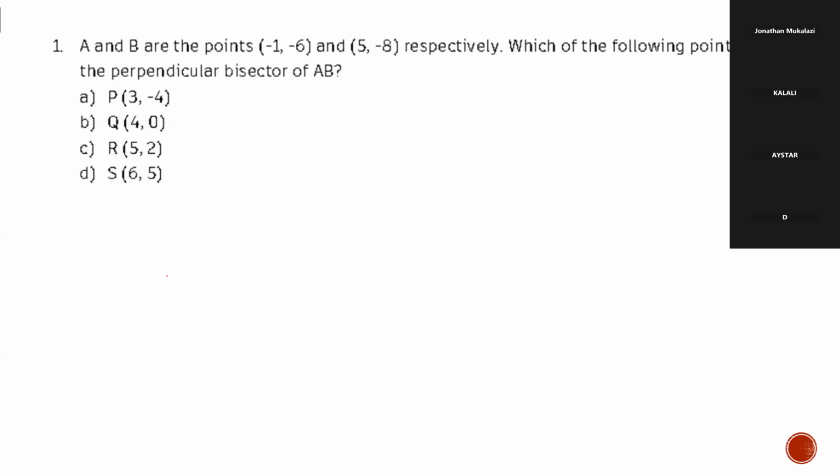So the first question in the seminar is this. This is going to be a seminar on coordinate geometry, so the questions are going to be on coordinate geometry. Question 1, A and B are the points -1, -6 and 5, -8 respectively. Which of the following points lie on the perpendicular bisector of AB?